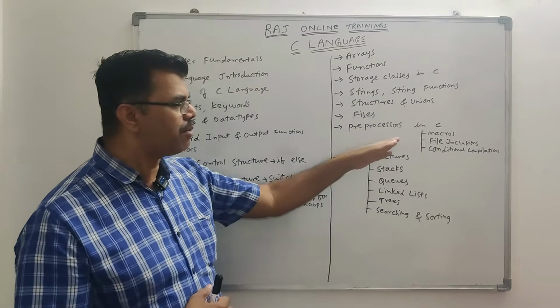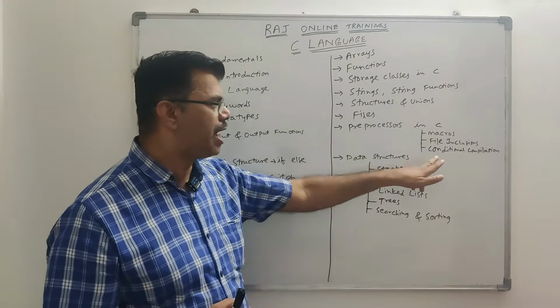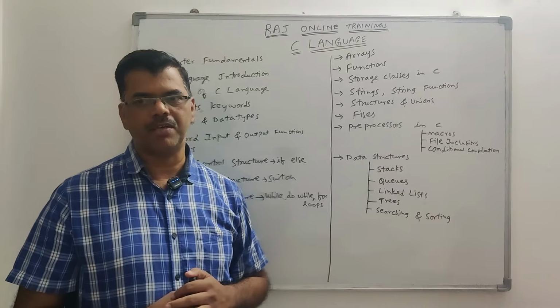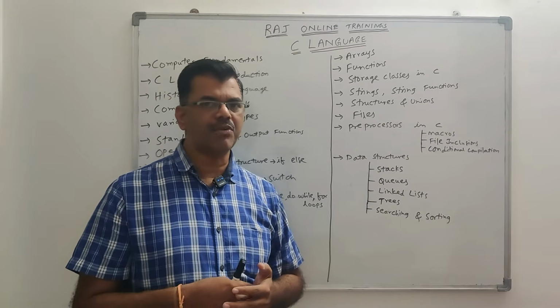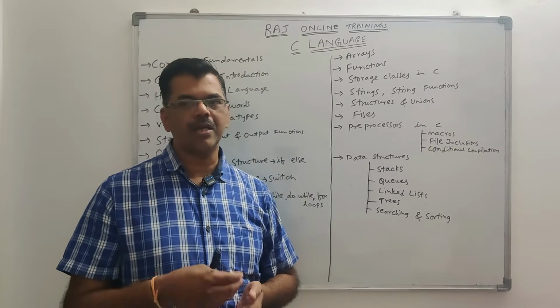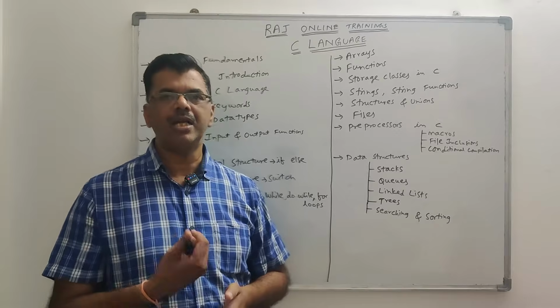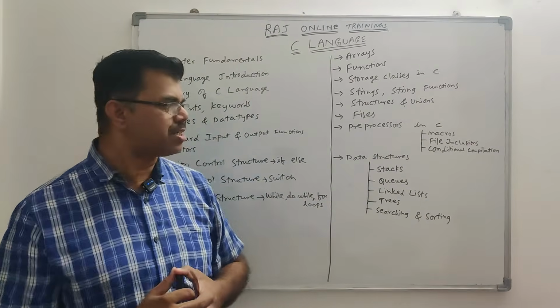Then the next and very important topic is preprocessors in C language. Here we are going to learn about macros, file inclusions and conditional compilation. The functions present in one file, we can put into a header file and make it like a library so that we can use that header file in some other programs. That is the main use of file inclusions.